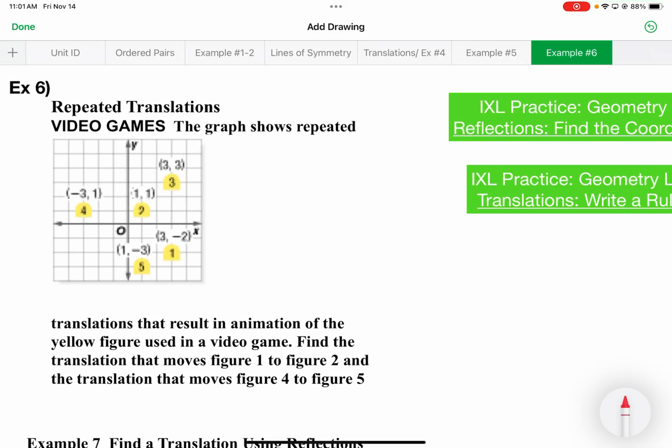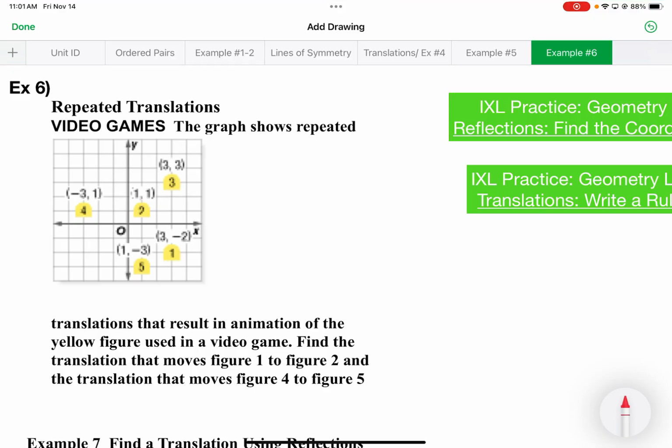All right. The graph shows repeated translations that result in animation of the yellow figure used in a video game. Find the translation that moves figure 1 to figure 2 and the translation that moves figure 4 to figure 5. All right, this seems like a stretch in order to say, hey, this represents a video game. Like, I totally get that.